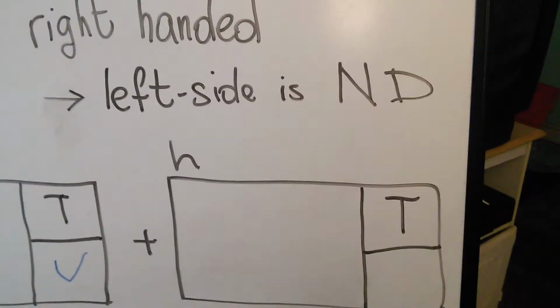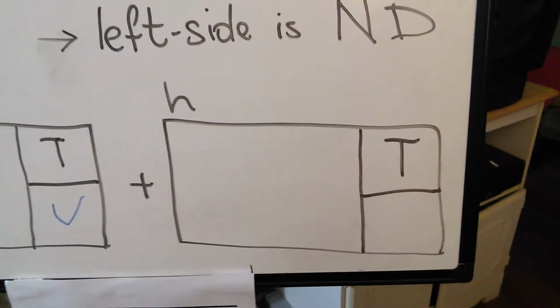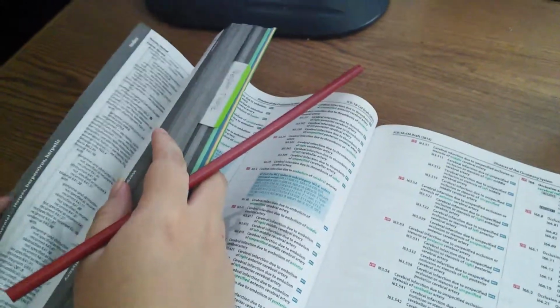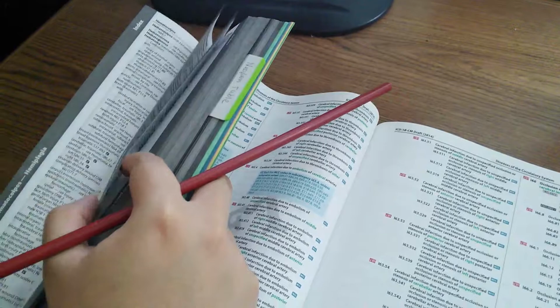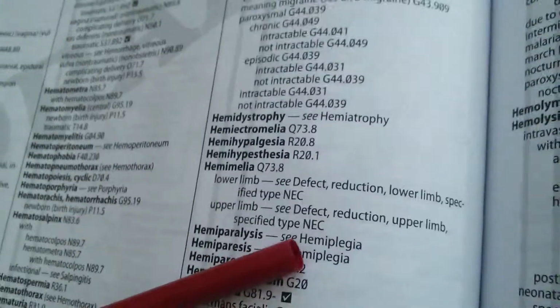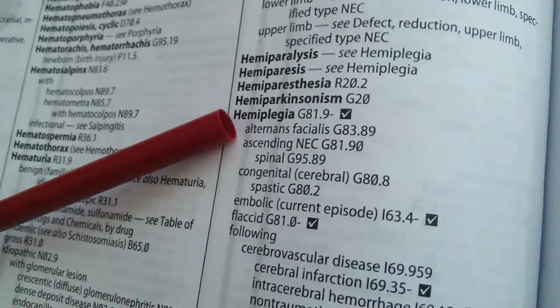The second code is hemiparesis, right? So let's find that code. How do we go? We go to the letter H for hemiparesis. Hemiparesis, okay. There's hemiparesis. Here we go. In this column. Where is it? There you go. And then it says what? See hemiplegia. So go to hemiplegia. Here we go, it's right there, almost next door to it.